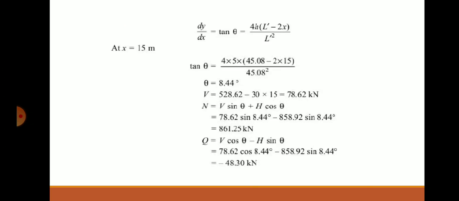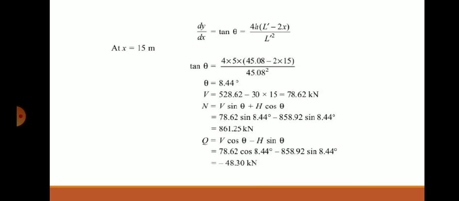Now, at the same point, you are supposed to evaluate the radial, normal thrust and radial shear. To find the normal thrust and radial shear, you have to find what is theta. So, dy by dx, tan theta, is also given by the relation 4h into L dash minus 2x divided by L dash square. These are the equations which we discussed in part 1 in the introductory slides. So, you can go back to those slides and you can recollect the derivations. Using the relation, you are finding what is theta.